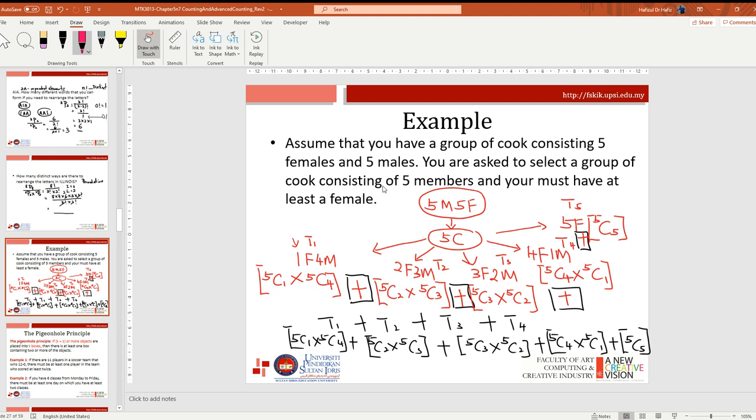Okay, assume that you have a group consisting of 5 female and 5 male. You are asked to select a group of 5 members and you must have at least one female. From here you list down: from the 5 members, you have 1 female 4 male, 2 female 3 male, 3 female 2 male, 4 female 1 male, 5 female. And then from T1 plus T2 plus T3 plus T4 plus T5, you have a combination, because order is not important.